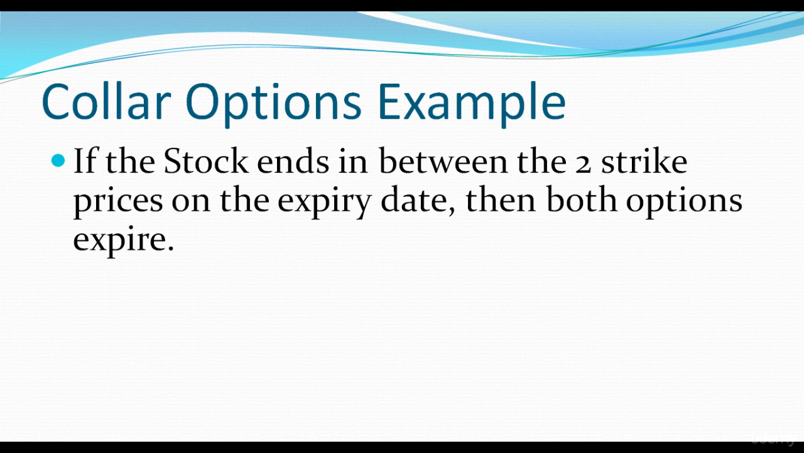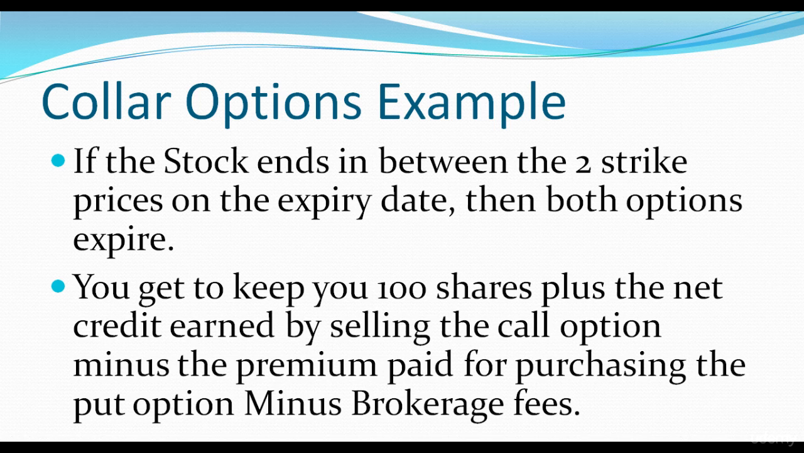If the stock ends in between the two strike prices on the expiry date, then both options expire. You get to keep your 100 shares plus the net credit earned by selling the call option minus the premium paid for purchasing the put option minus any brokerage fees that apply to your account. So basically, the thinking behind this strategy is, if the stock, you believe, is going straight, not going up, not going down, and it ends up straight, then you keep the earned money and the 100 shares without any risk, without any problem.